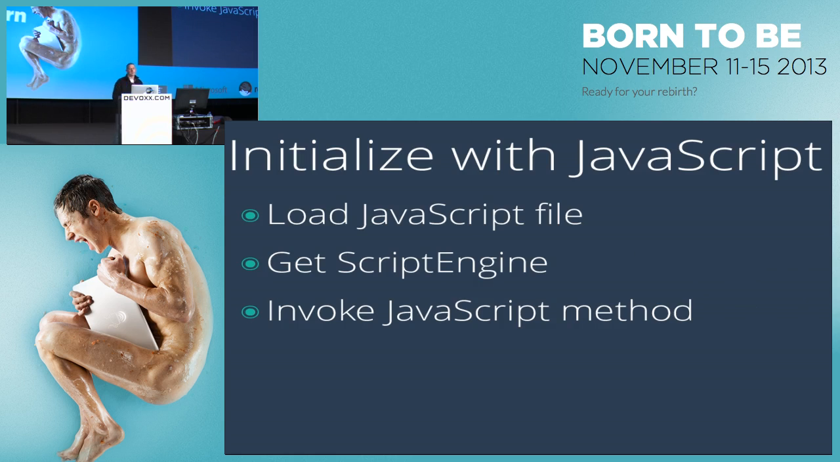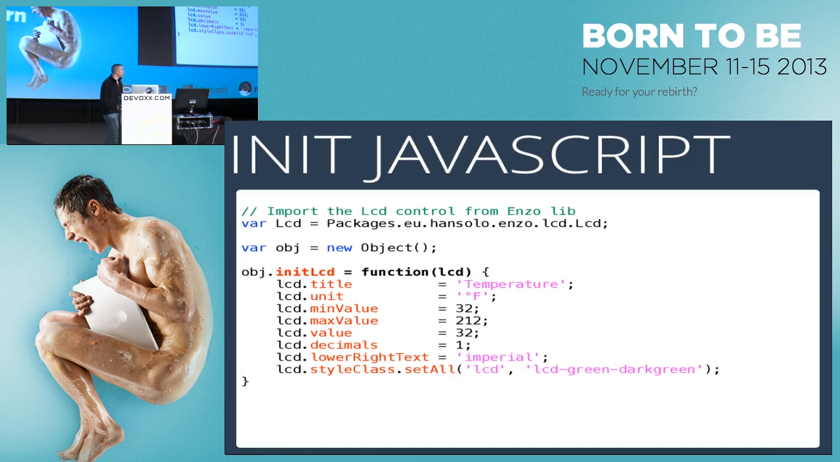So that means the procedure would be: load the JavaScript file in the initialization phase, get the script engine, and then invoke the JavaScript method on my LCD object. Well, in code that would look like this. This is the JavaScript that I need to modify the LCD display in the way that it shows temperature in Fahrenheit. So in principle, this is the same that we saw in the Java method, but now it's JavaScript.